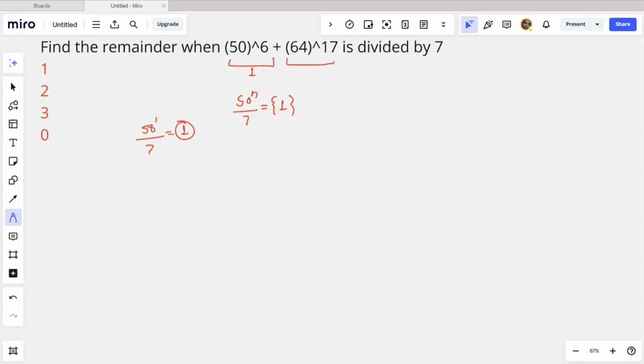Now let's calculate the other part. Let's find the remainder cycle of 64. 64 divided by 7 also gives a remainder of 1. It means 64 raised to the power n, it doesn't matter what the power is, divided by 7, also follows a cyclicity of remainder 1. So the result of this is also 1. So 1 plus 1 equals 2, and 2 is our answer. As we can see, the second option is the correct option. Thank you.